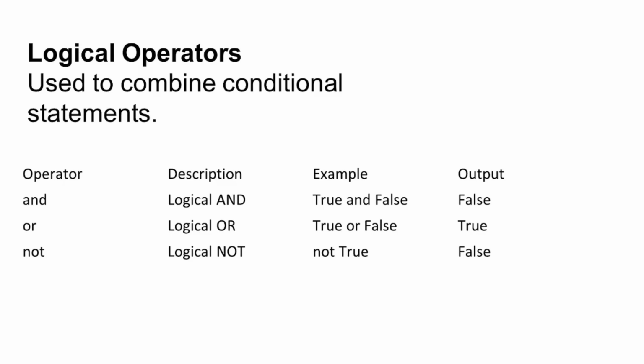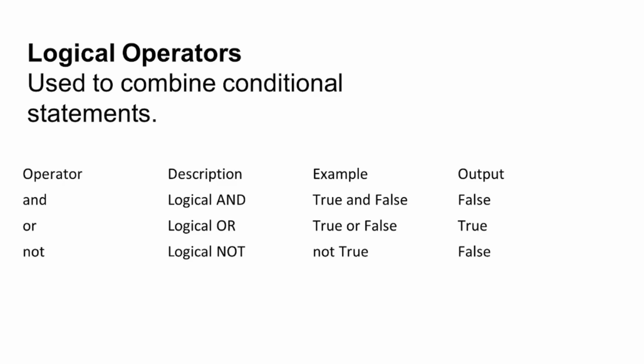Logical and means both the values need to be true, then the output will be true, otherwise the output will always be false. In the logical and operator, true and false is going to result in false only. If there is true and true, then the output should be true.